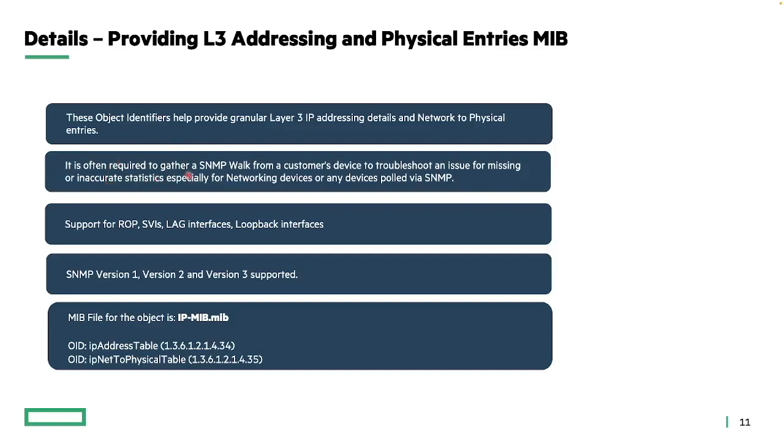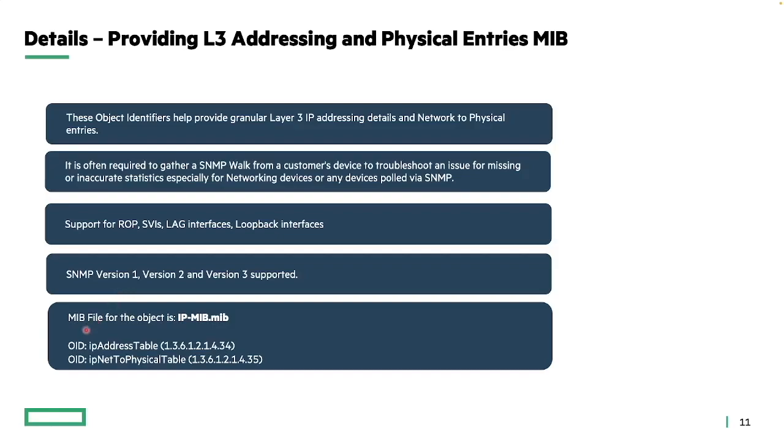It is often required to gather an SNMP walk from a customer's device to troubleshoot an issue for missing or inaccurate statistics, especially for networking devices or any devices powered via SNMP. Very much natural to have that requirement, and especially while troubleshooting, it helps a lot having this information retrieved through SNMP. This particular MIB will provide support for the ROP entries, SVI entries, LAG interfaces, even the loopback interfaces, right? It gives out all those details when you use these MIBs. SNMP version 1, 2, and 3 are all supported.